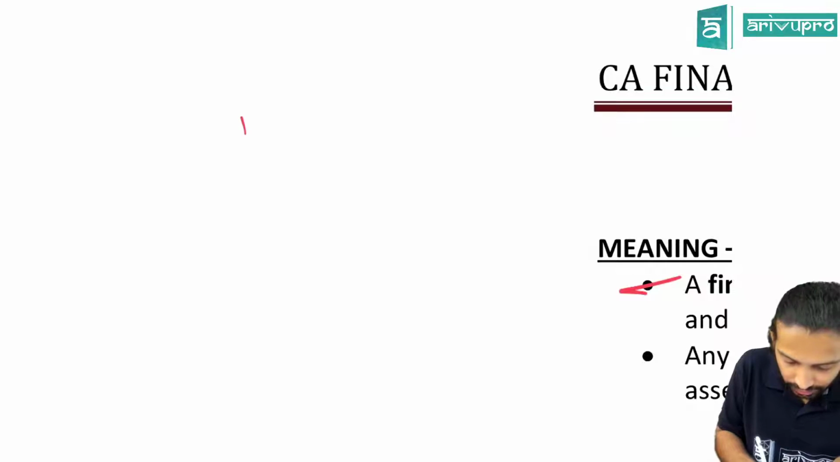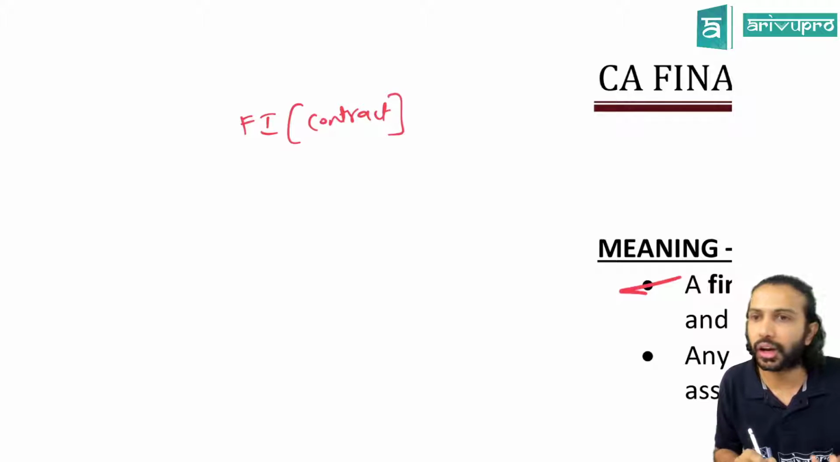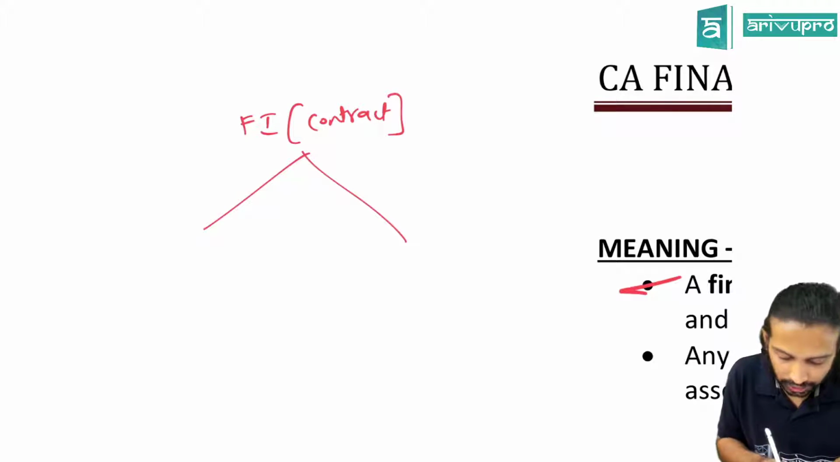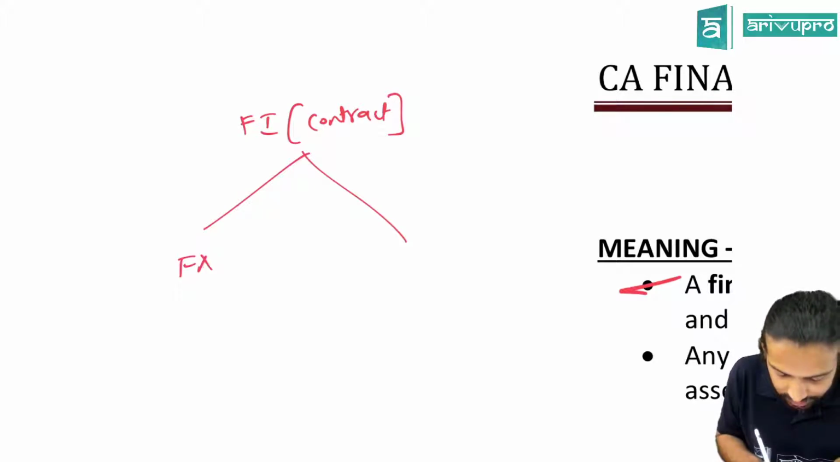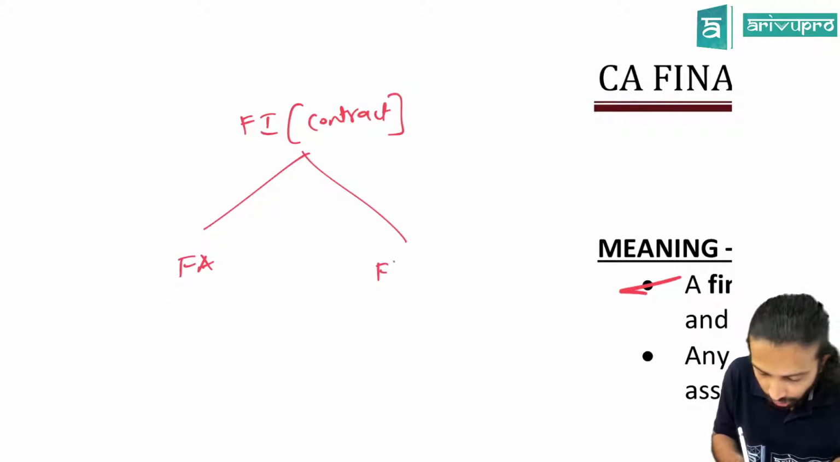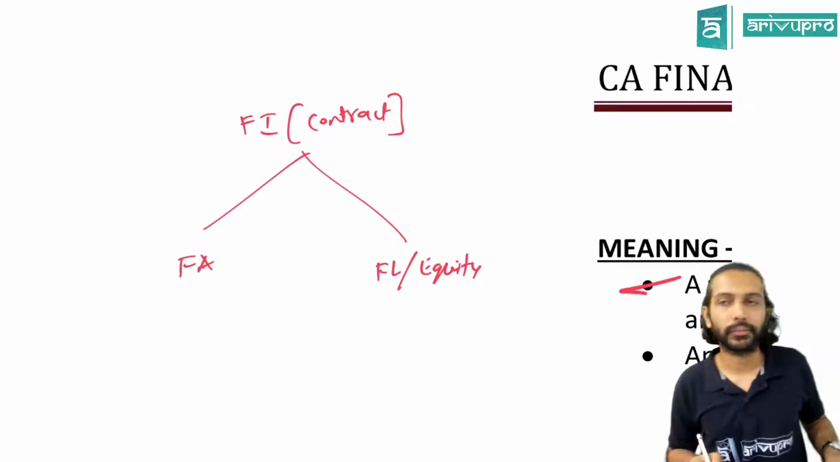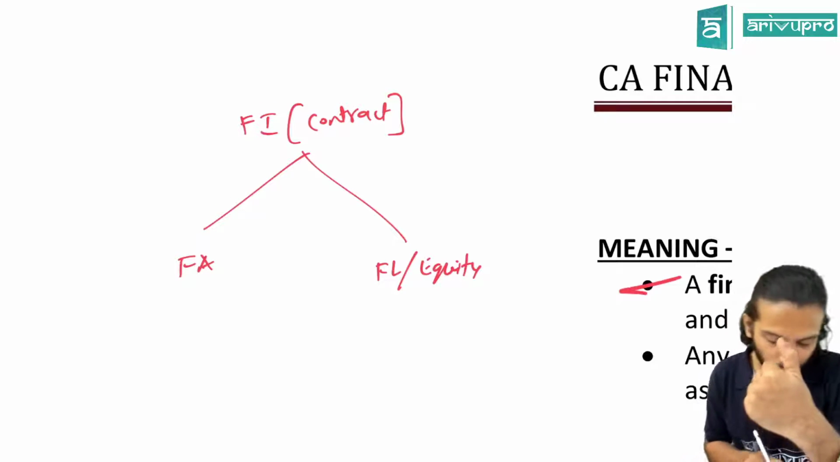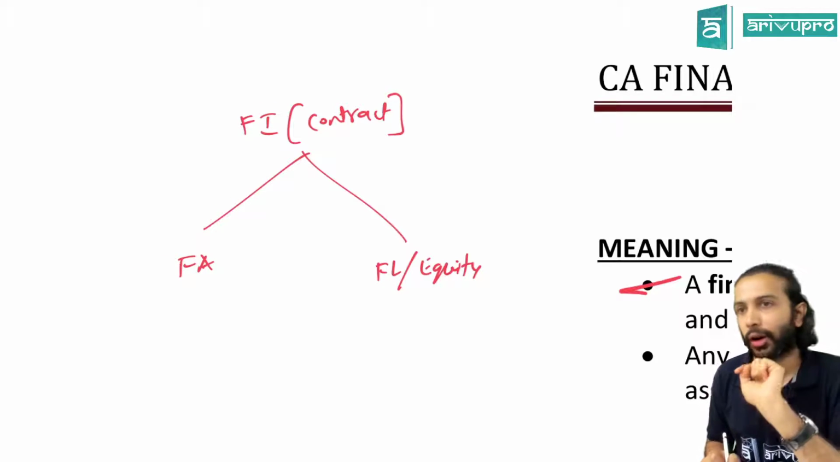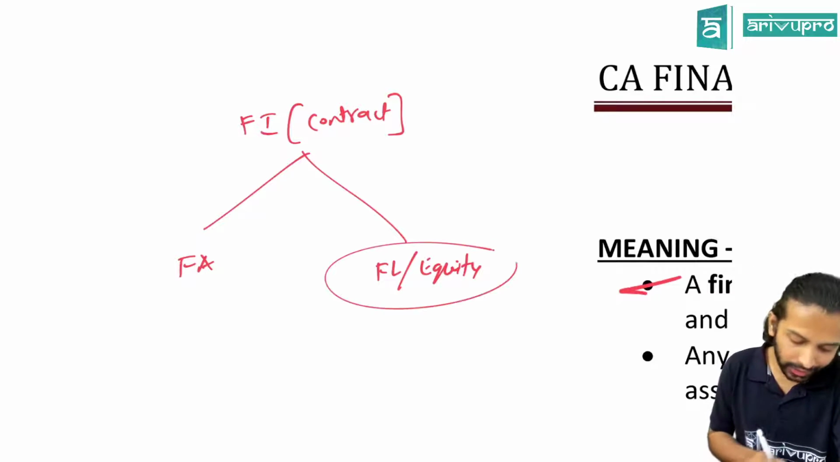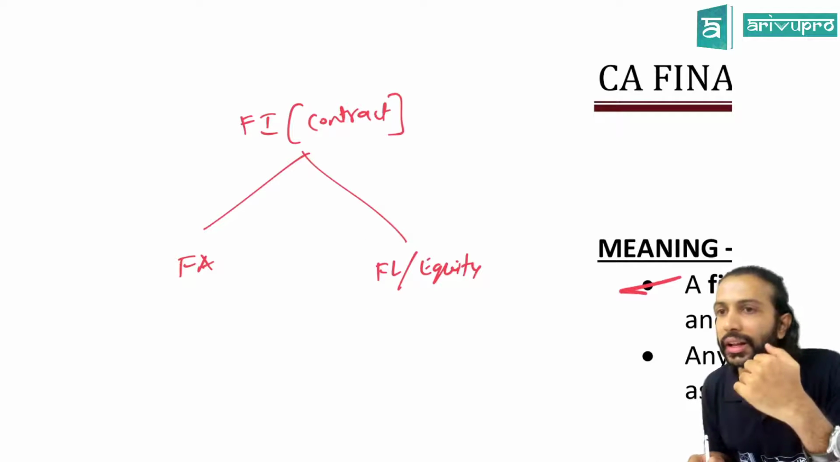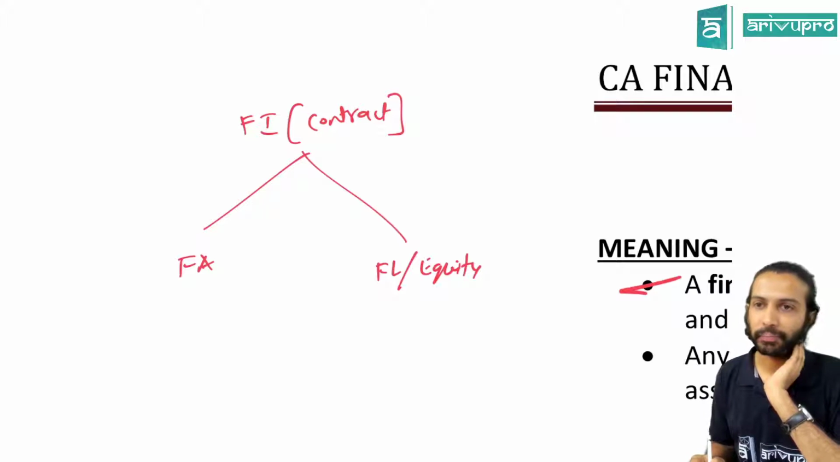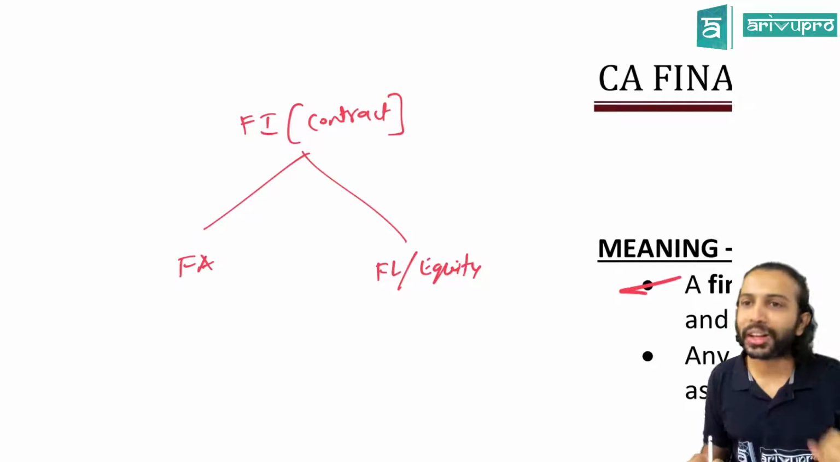So FI means financial instrument. Basically, it will only cover those components which are covered under a contract. Because of that contract, it will result in a financial asset for one entity, and a financial liability or equity for another entity. You have to remember the meaning. So I'll repeat: a financial instrument is a contract that results in a financial asset for one entity, and a financial liability or equity for another entity. Are we okay? This is the meaning. Now we need to know the meaning of what?